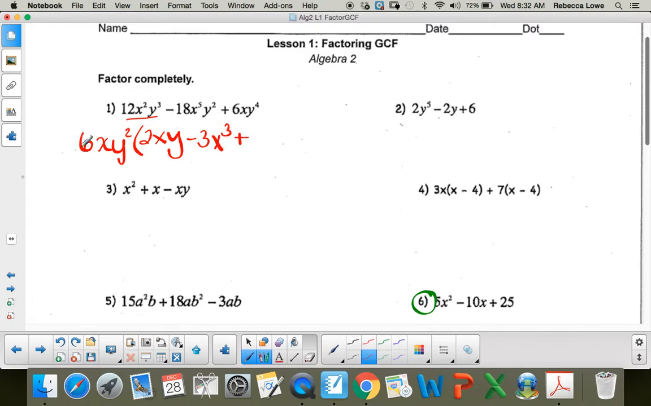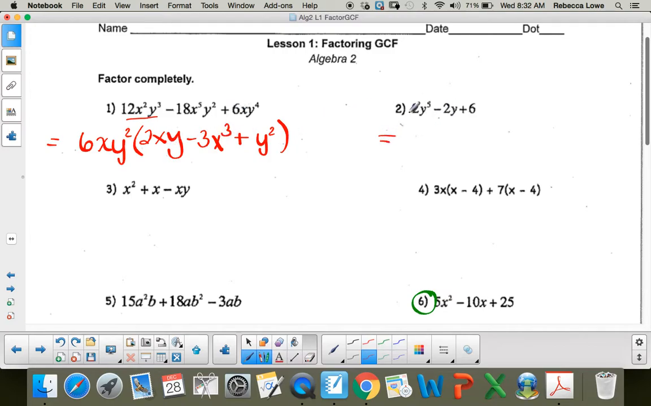And then I'm doing the same. This times what gives me that? That would be y squared. So there is complete factored form. Then I would try to see if I could factor this, but you can't. So notice that I have the greatest common factor. It's still there. And then I have 3 terms on the inside. If I have 3 terms here, I would have 3 terms on the inside.